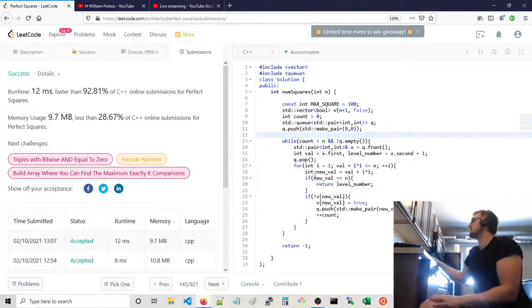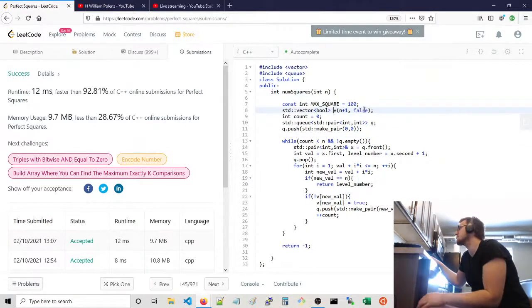Now here's a question. Do we even need to check this portion? I think we do. I think if we don't, we'll run into problems.